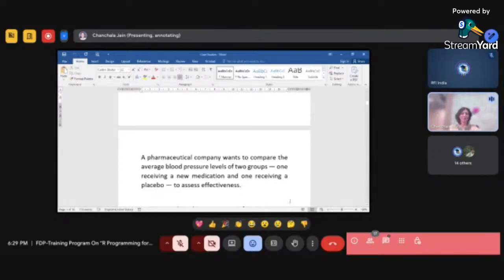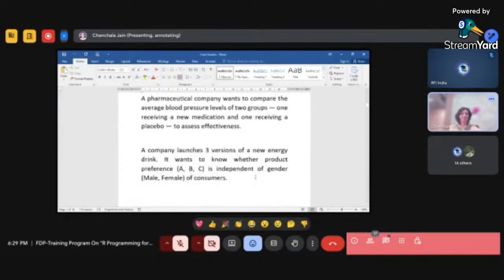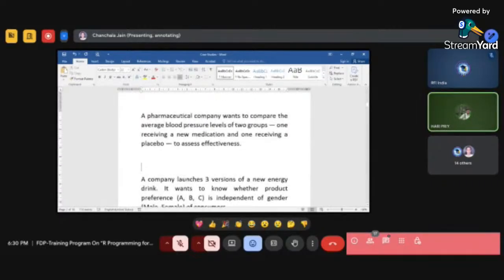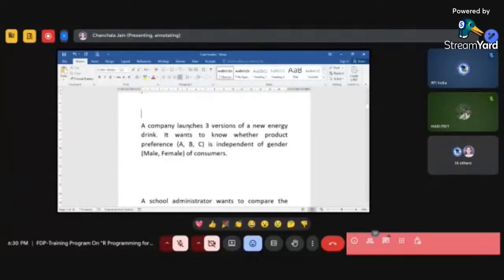Fine, sir. Fine, ma'am. In this, the dependent variable should be numeric. Dependent is numeric, no, sir? Blood pressure is numeric. Okay, ma'am. Got it. Right? Yes, ma'am. Next.